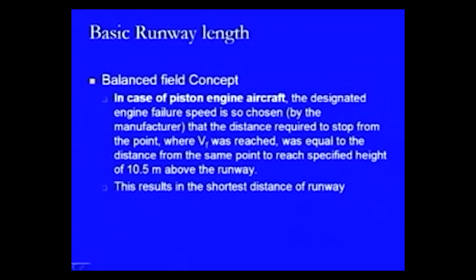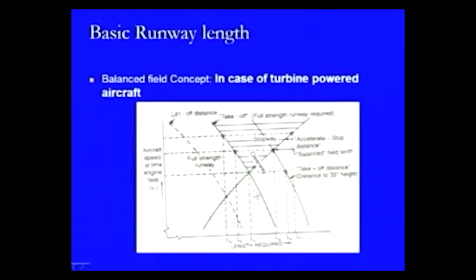And in this case the result is that it provides the shortest distance of the runway. So, this is a diagram which is being provided for turbine powered aircraft, which depicts the aircraft speed at the time the engine fails, and this is the length which is required of the runway strip, and then it is dependent on various aspects, like this graph shows the lift off distance at different speeds.